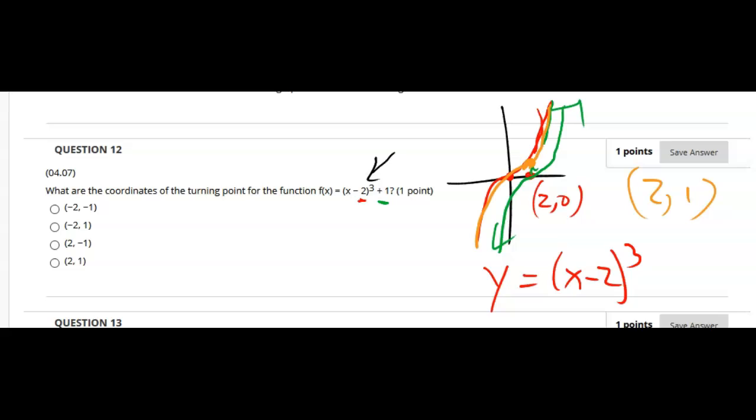So it's important to know what happens when you add to the function, subtract from the function, add to the variable, or subtract from the variable. Make sure you have that in your notes. What happens when you multiply the whole function, and what happens when you multiply just the variable? Those are the things that you need to actually have in your notes.